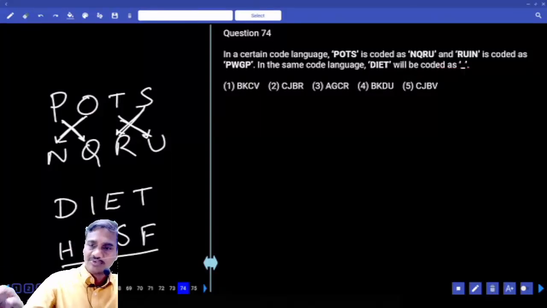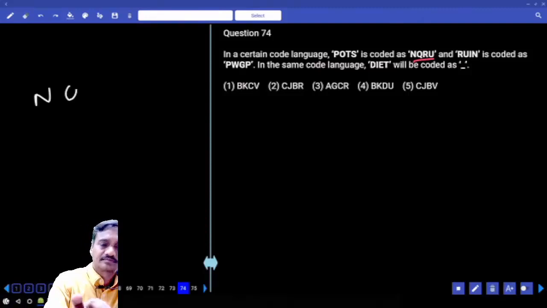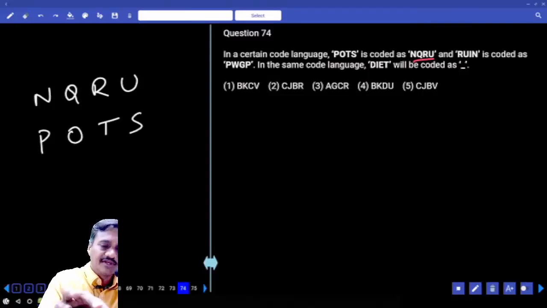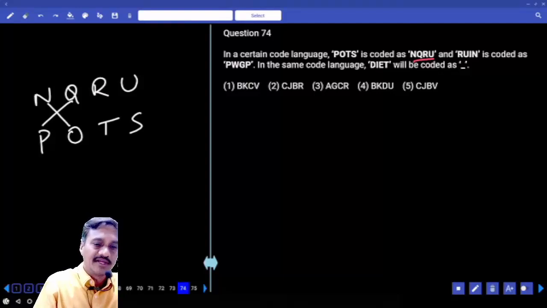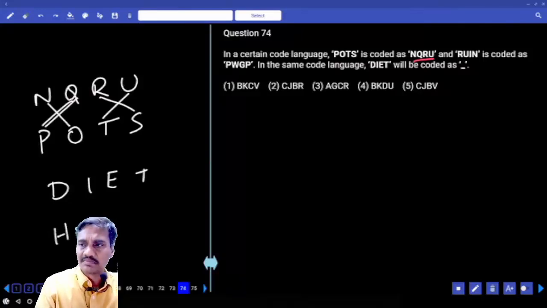Now the question is about decoding. Now in this decoding, how should we do it? Now NQRU and POTS. Now in this order, if you observe here, N and O plus 1, and Q and P minus 1. R and S plus 1, U and T minus 1. And in the same way, now DIET and QP. Minus 1, I minus 1 is H.